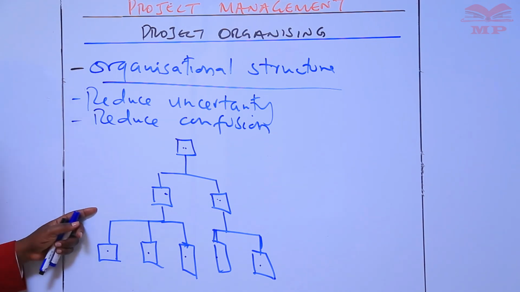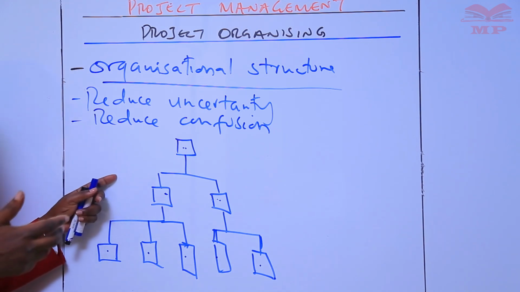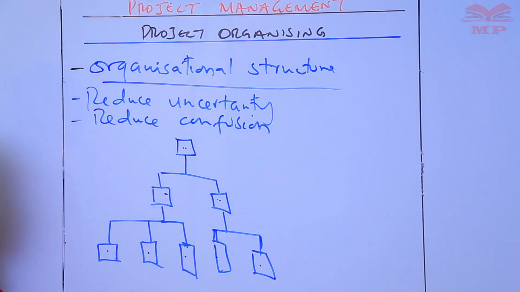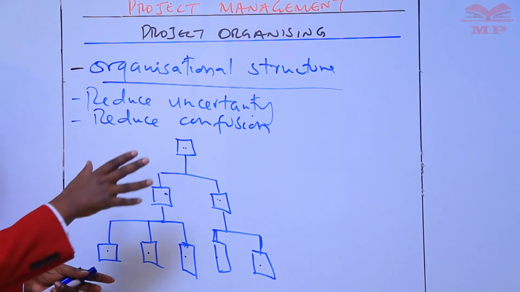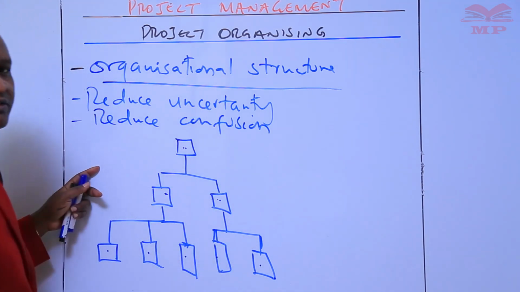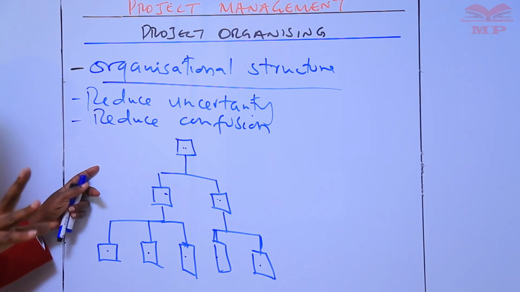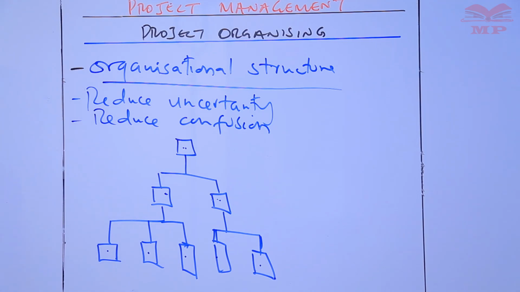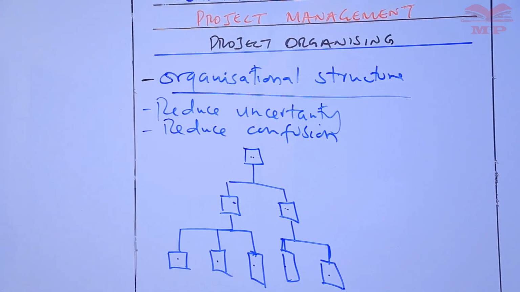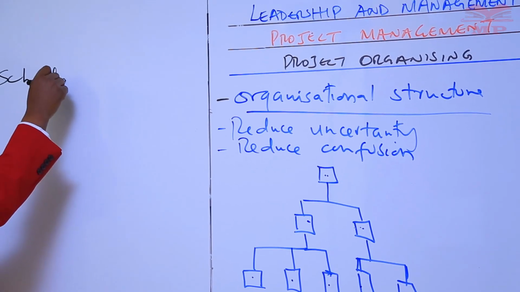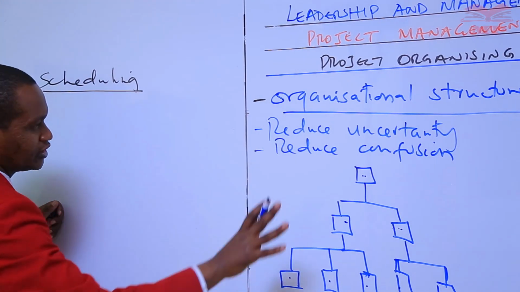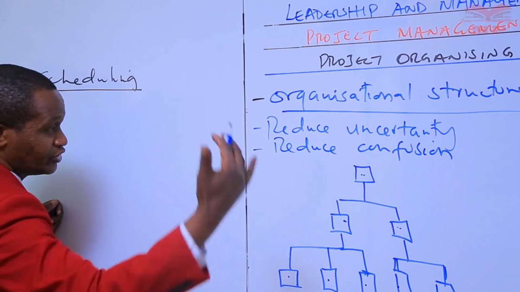It needs to be developed so that it can enhance collaboration among the team members and so on. So that is the organizational chart, and as I've said, it is just a part of organizing. There is another part of organizing which is known as scheduling of tasks. This is just a structure that shows how the members will relate to each other.